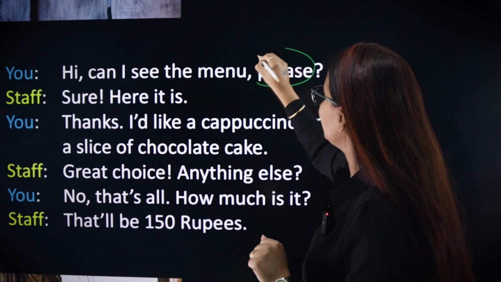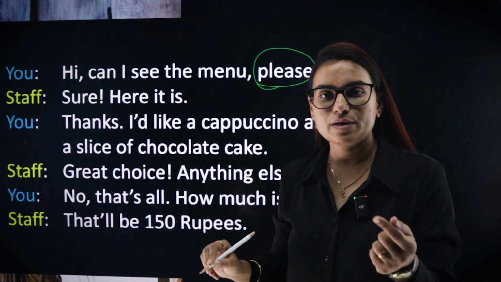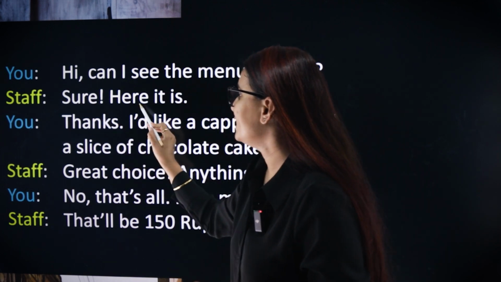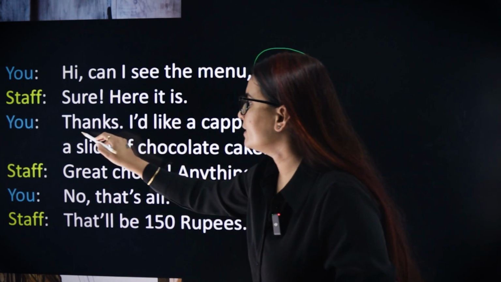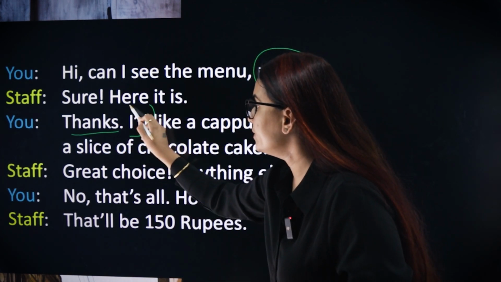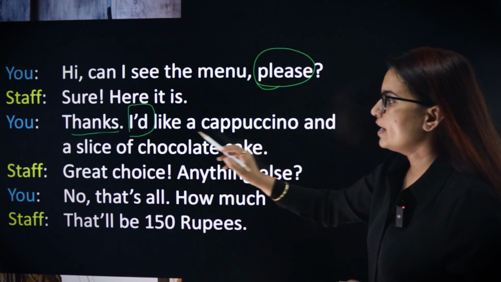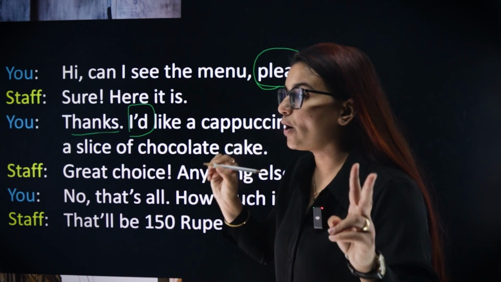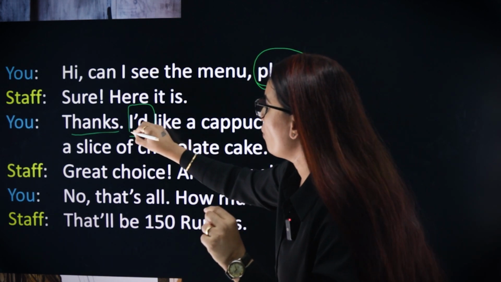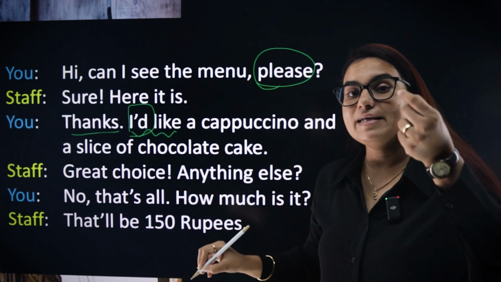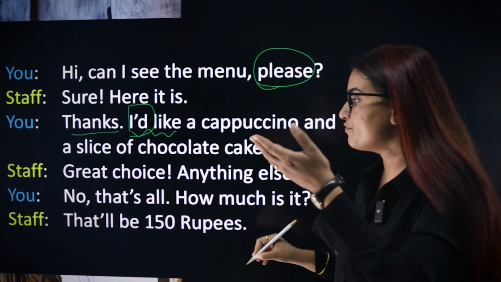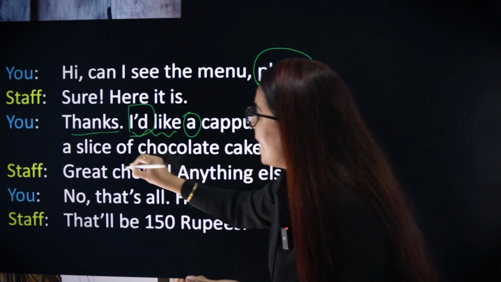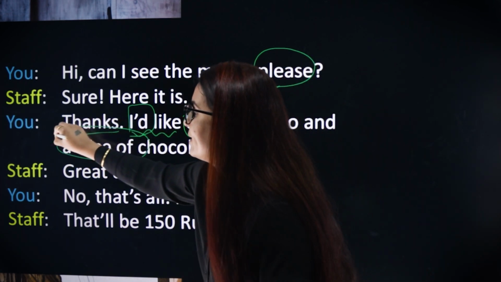These words are really important when you are talking to somebody for requesting. Staff will reply, "Sure, here it is." You can say, "Thanks, I would like a cappuccino and a slice of chocolate cake." So I'm ordering 2 items. Now, if you notice carefully, words such as "I would like" are phrases which are really important. A cappuccino and a slice of chocolate.